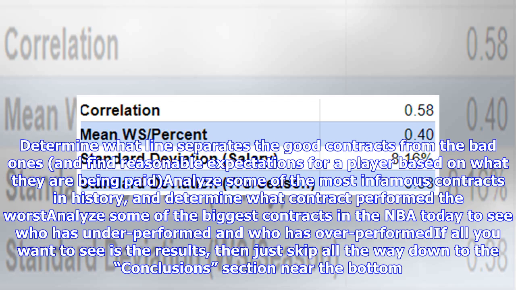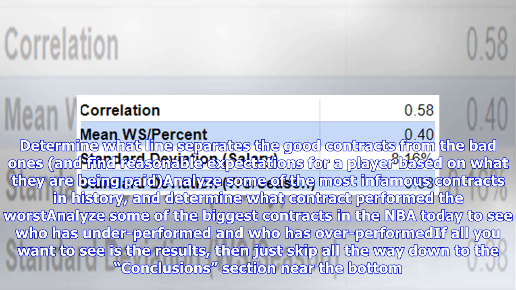Determine what line separates the good contracts from the bad ones, and find reasonable expectations for a player based on what they are being paid. Analyze some of the most infamous contracts in history, and determine what contract performed the worst. Analyze some of the biggest contracts in the NBA today to see who has underperformed and who has overperformed.